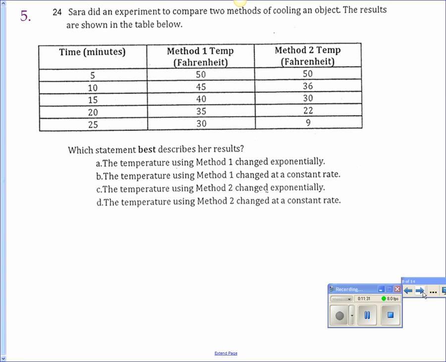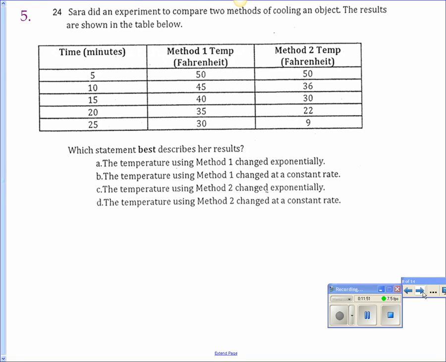Number 5, Sarah did an experiment to compare two methods of cooling an object. The results are shown in the table below. We don't need to worry about the time. That's just how she kept track of her experiment. What we're really focused on is method 1 and method 2, the two different ways she did the experiment.